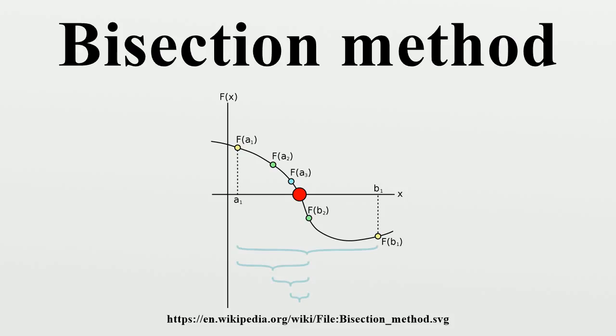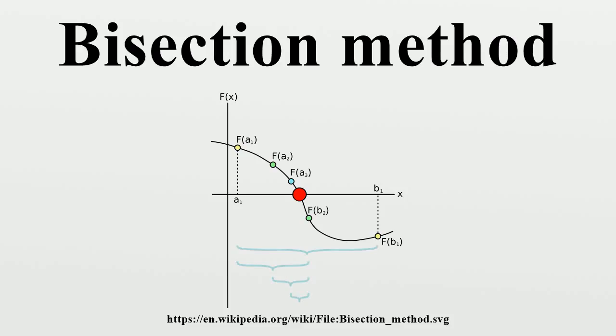Explicitly, if f(a) and f(c) have opposite signs, then the method sets c as the new value for b. And if f(c) and f(b) have opposite signs, then the method sets c as the new a. If f(c) = 0, then c may be taken as the solution and the process stops. In both cases, the new f(a) and f(b) have opposite signs, so the method is applicable to this smaller interval.